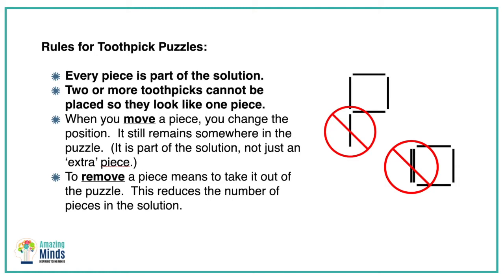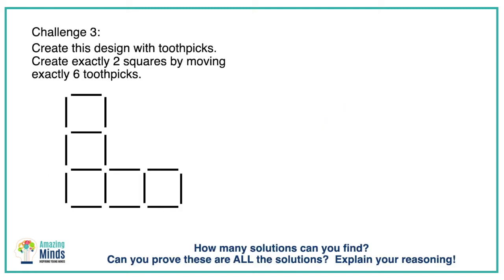Let's get started. In the first episode, challenges 1 and 2 involved building 4 congruent squares. So you only had 16 toothpicks, so you figured out pretty easily and pretty quickly that those 4 squares would all have to be 1 by 1 squares and that they could not share sides. But these puzzles get a little more challenging. Let's look at challenge 3. You have the same beginning design, but this time you have to create exactly 2 squares by moving exactly 6 toothpicks.